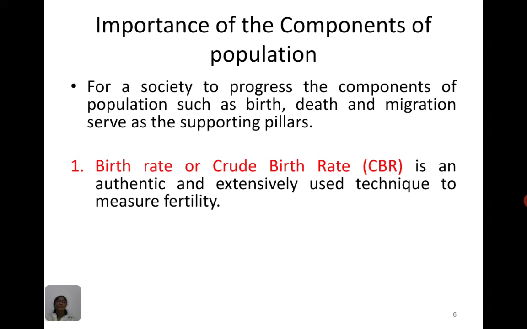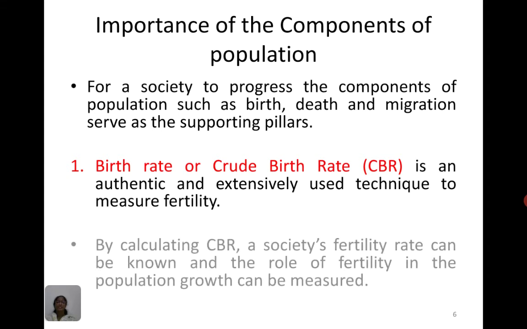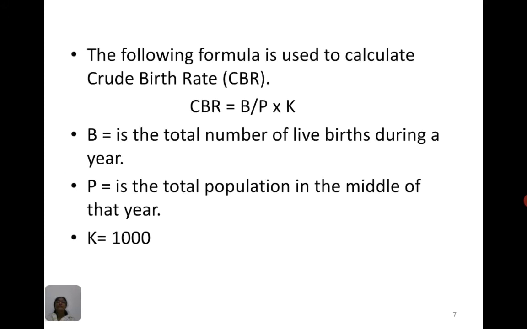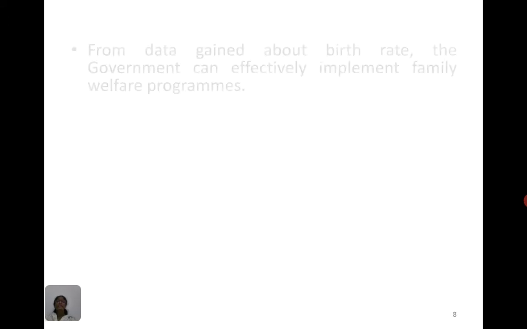Birth rate or crude birth rate is an authentic and extensively used technique to measure fertility. By calculating CBR, a society's fertility rate can be known and the role of fertility in the population growth can be measured. The following formula is used to calculate crude birth rate. CBR is equal to B by P into K. B is the total number of live births during the year. P is the total population in the middle of that year, and K stands for 1000.